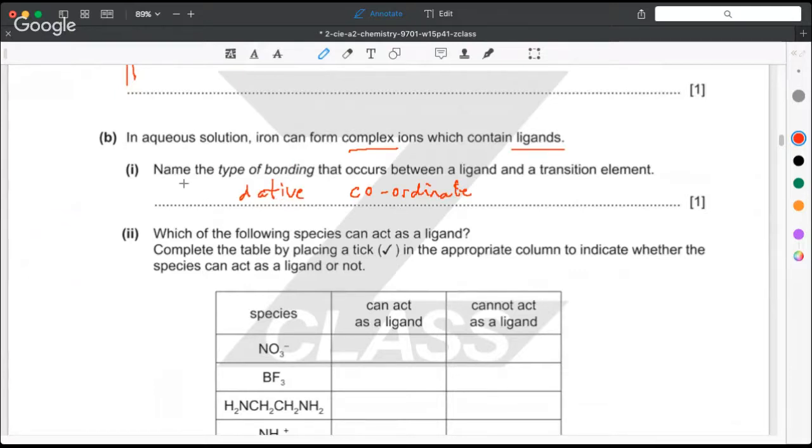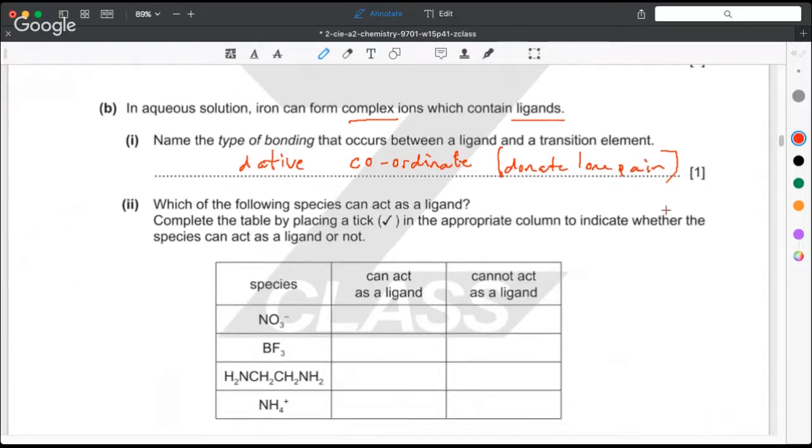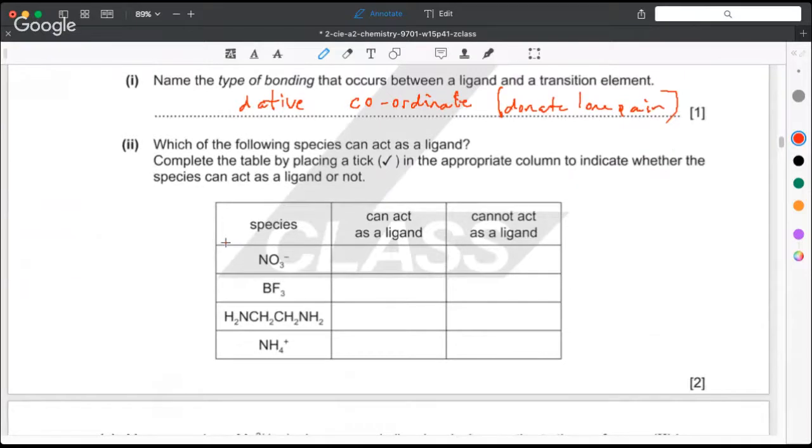When you get to these kind of questions, they're actually helping you through the question, because you're thinking about the kind of bonding here, and you know that the ligand will donate a lone pair of electrons. That's what these dative or coordinate bonds mean. So when you're trying to think which of these are ligands, you've got to be looking out for a lone pair of electrons that can be donated. And of course, the one that stands out a mile is this one here.